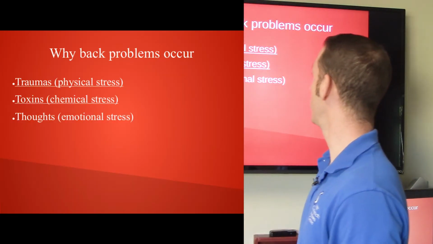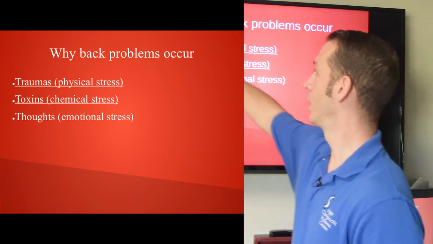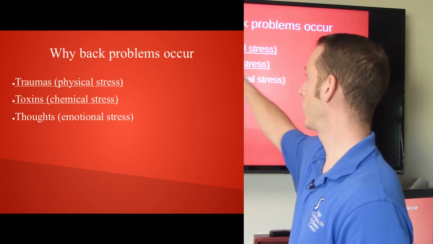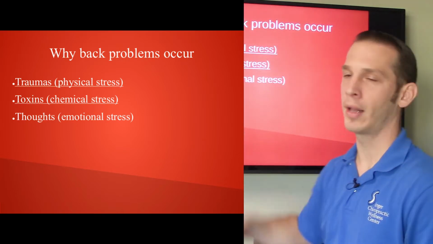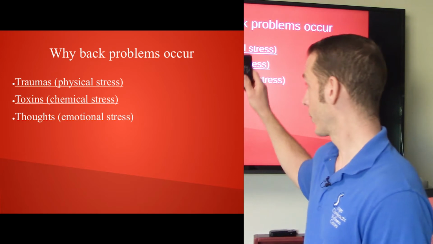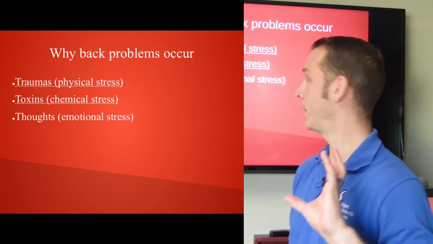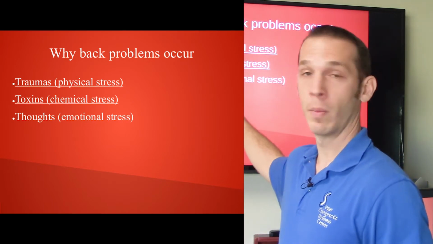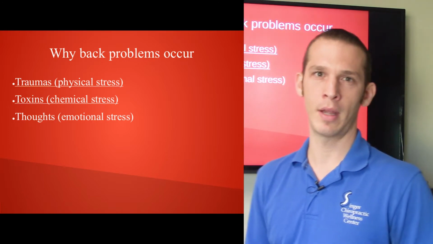We're going to go into, again, why back problems occur, specifically when we're talking about the stresses: traumas, toxins, and thoughts. When we talk about traumas, we're looking at physical stresses, toxins are chemical stresses, and thoughts are emotional stresses. Today, we're going to focus on the traumas and the toxin component of it. That does not mean that the emotional component does not play into it. It's just not what we're going to talk about today on this talk.